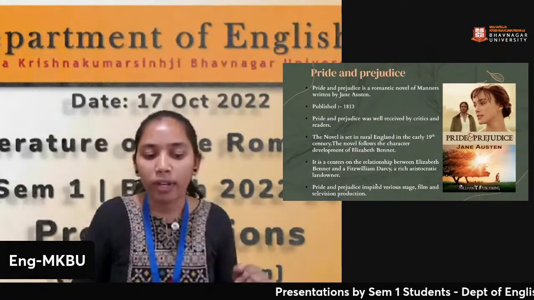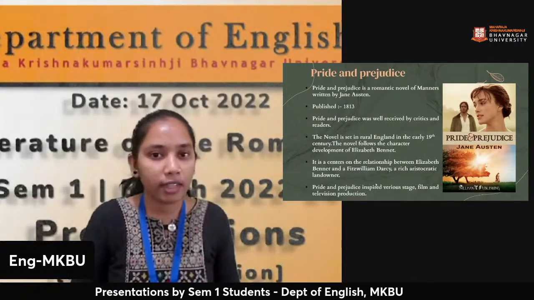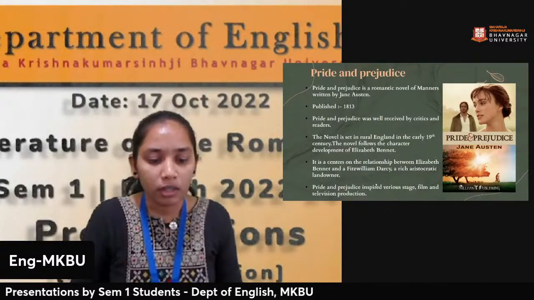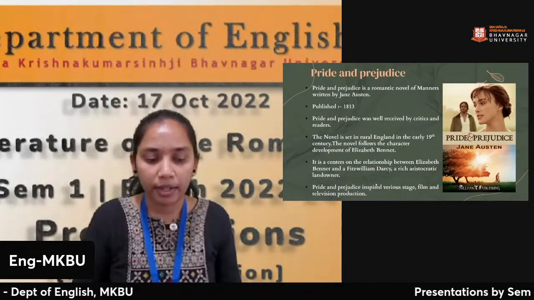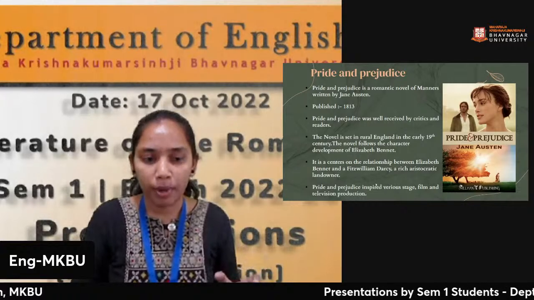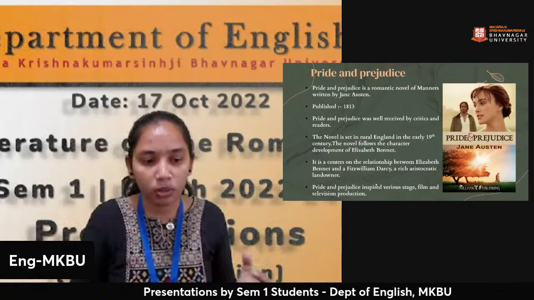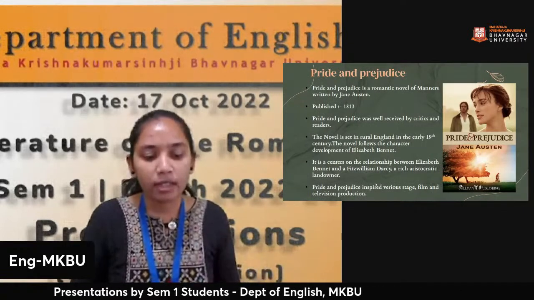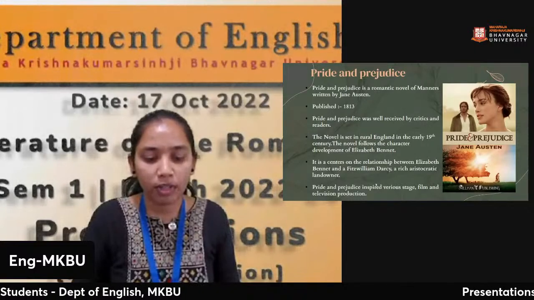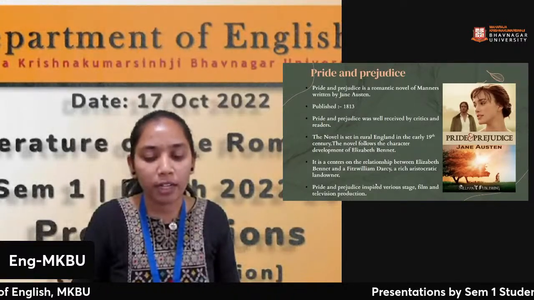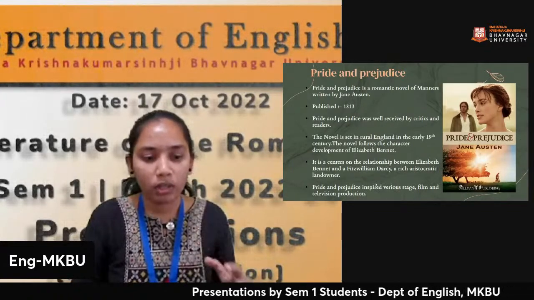The novel is set in rural England in the early 19th century. The novel follows the character development of Elizabeth Bennet. Elizabeth Bennet is the protagonist of Pride and Prejudice and a famous character of English literature. It centers on the relationship between Elizabeth Bennet and Fitzwilliam Darcy, a rich and aristocratic landowner. He is the hero of the novel.